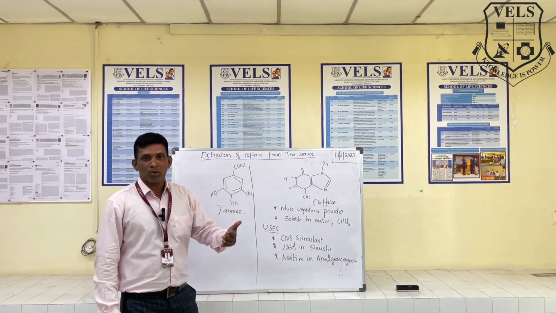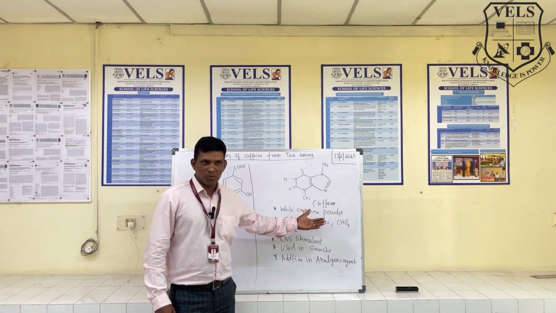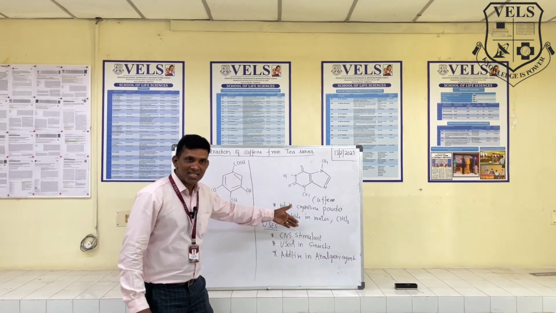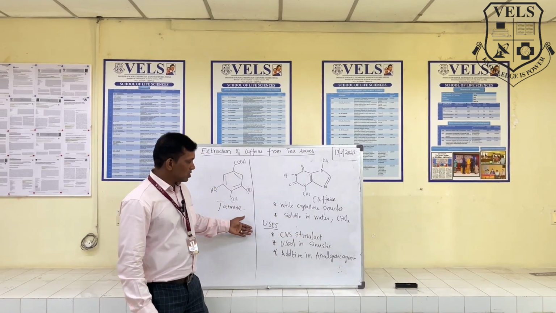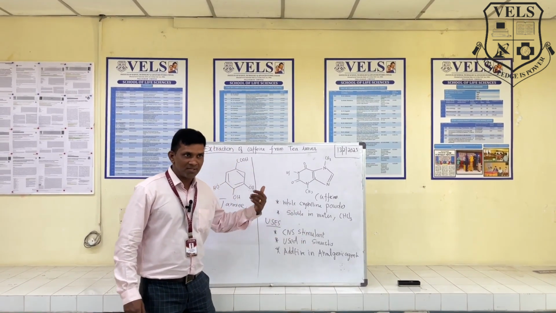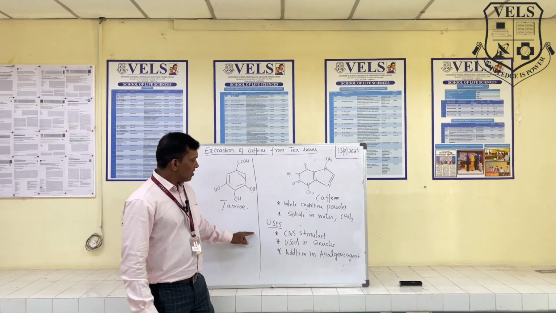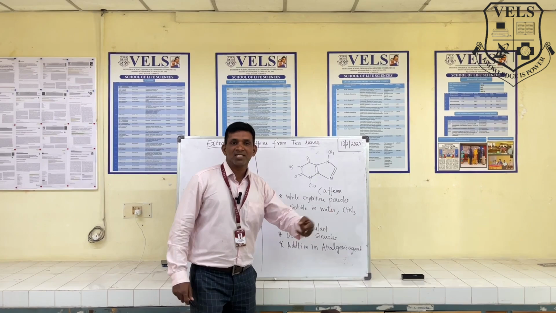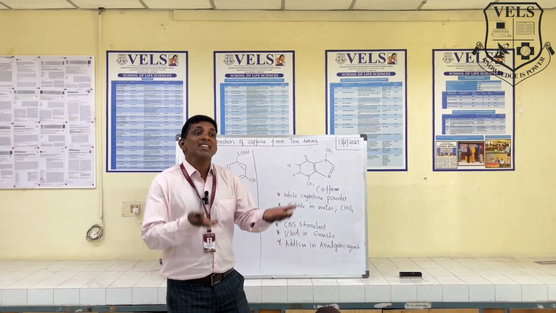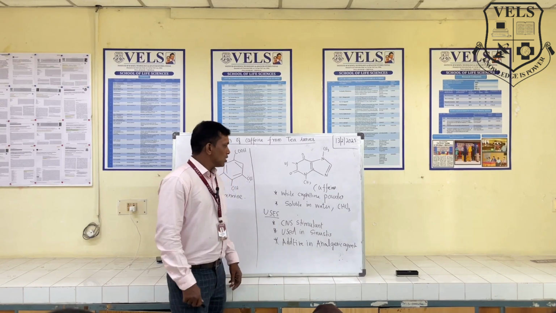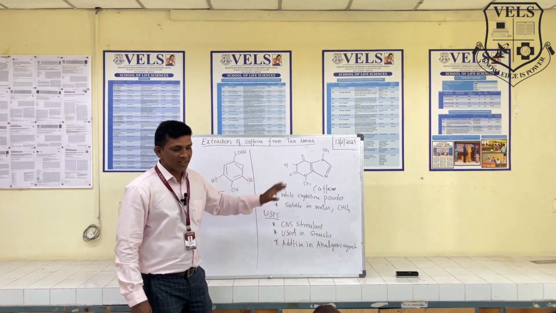So the question is, why do we have to extract this caffeine? What are the uses of caffeine? It is mainly used as a CNS stimulant, and it is used for sinus problems. In order to cure sinuses, we take this compound. And finally, it is used as an additive in analgesic agents, so it will increase their effect. That's the meaning of additive. These are the main uses of caffeine.